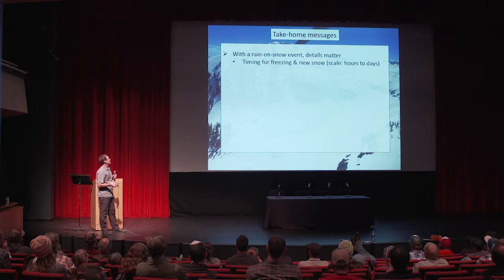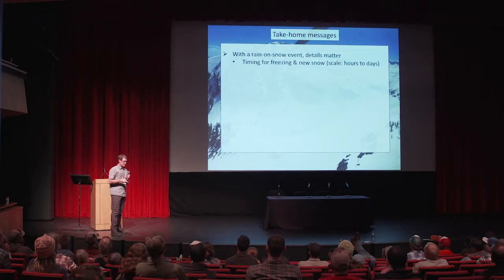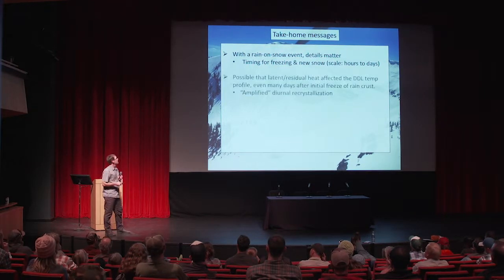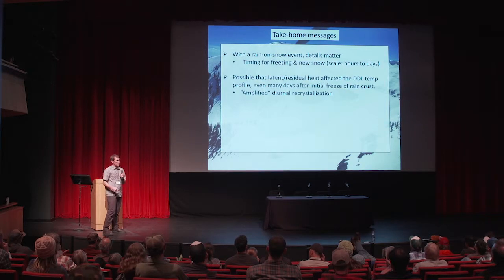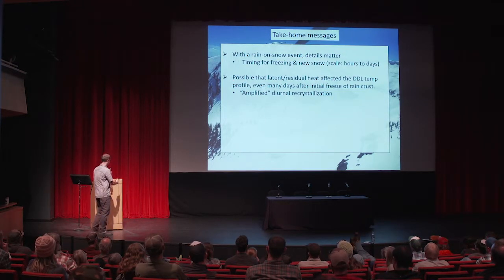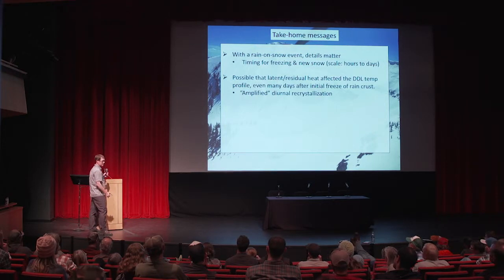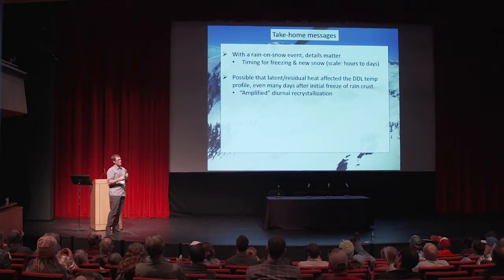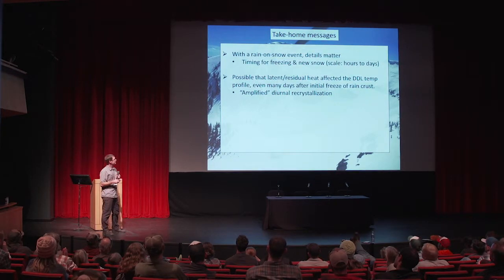With a rain on snow event like we had, one of my take-home messages is the details really matter. The timing for the freezing of the rain and when you get your new snow on top of that rain event is really important on the scale of hours to days. And it's possible that in our situation last year, this latent heat and the residual heat from the rain affected the temperature profile even many days after. So the idea is that you can have a hard frozen rain crust, but it's not cooled off. It still has a lot of heat from that rain event in it. So it kind of, in my mind, amplifies that diurnal recrystallization process even a little more.